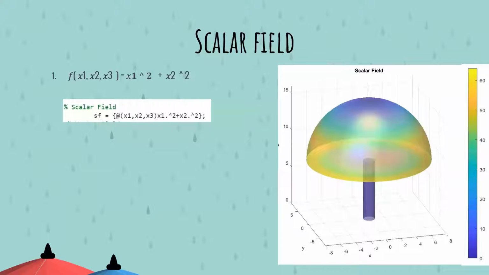This is my scalar field. I have used the parameterization x1 square plus x2 square because I need the maximum scalar value at the outermost point on the growth path or the canopy of the umbrella. So you can see that the maximum value of the scalar field is in the outermost position where the maximum force of the wind acts on the umbrella, as I have shown you in the previous slide. This is the MATLAB code for the scalar field.